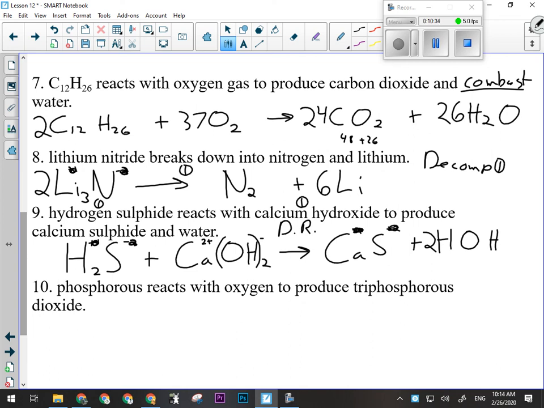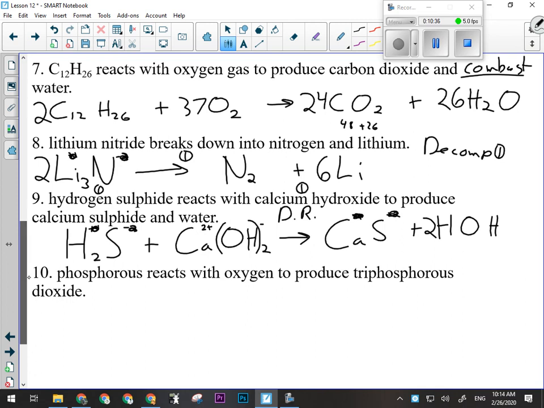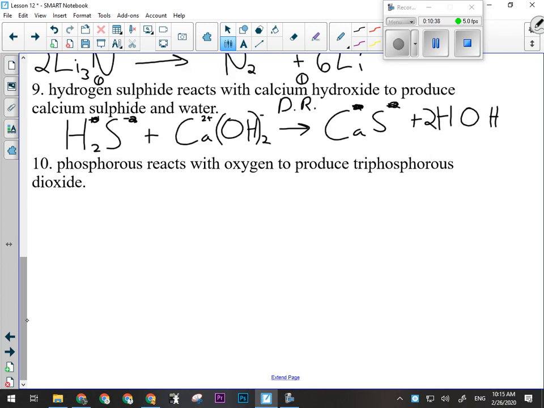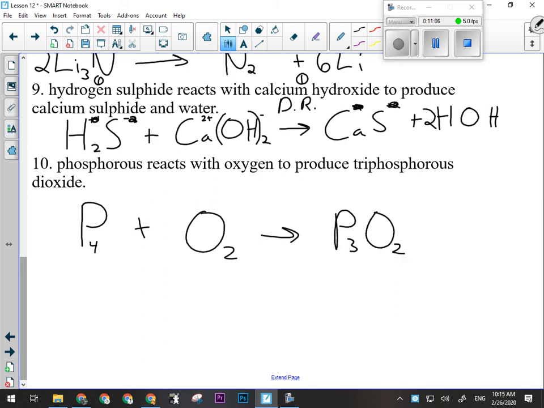All right, how many people have done number 10? Okay, let's look at that one too. Okay, so we got phosphorus reacting with oxygen, and we're producing triphosphorus dioxide. Here's another one where we need to look for special elements. Okay, phosphorus, when it's in its element form, is P4. Okay, and it's reacting with oxygen, which when it's in its element form is O2. Okay, and then that's going to make triphosphorus, so P3O2.